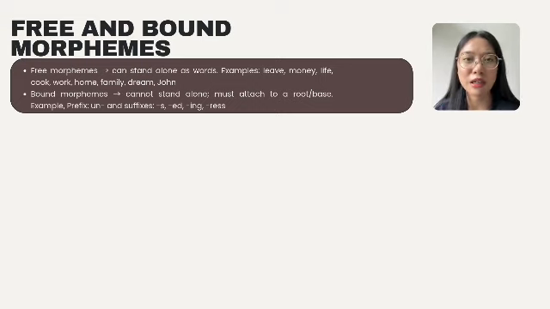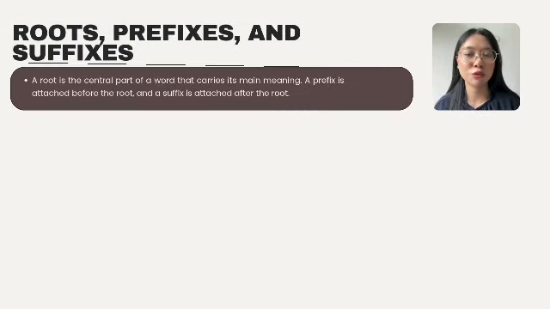I will explain. In "living", "live" is the root and "-ing" is the suffix, which is a bound morpheme. These morphemes cannot appear alone because they must attach to a root or a base word to express tense. Right, now let's move to roots, suffixes, and prefixes.